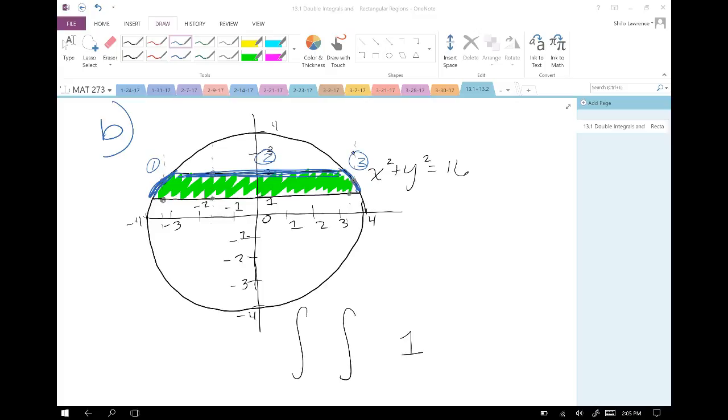Or if you want to do it horizontal first and say dx dy, and instead see what's happening right to left, what happens when we draw horizontal lines through this region?